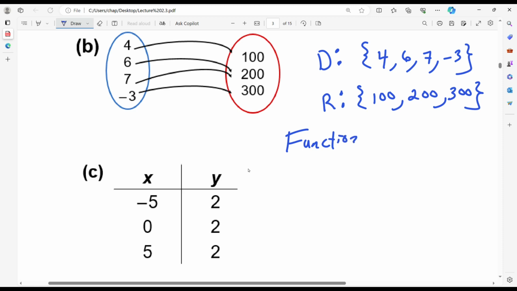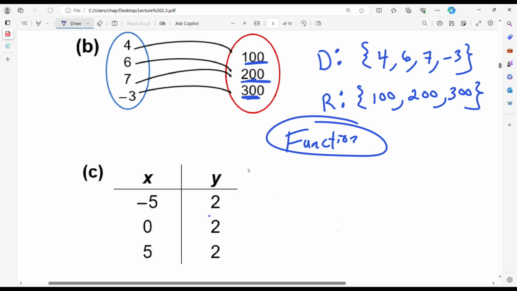We have one output for 4. We have one output for 6. Even though 7 has the same output, it's still one output. And 300 is an output for -3. We have only one output for each input, and therefore this is a function.